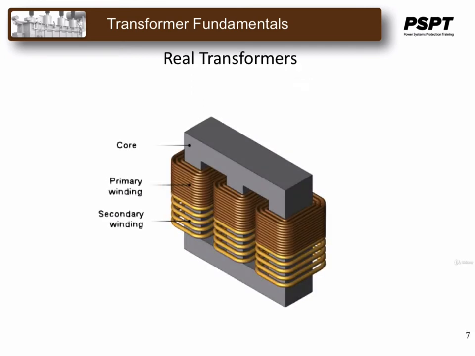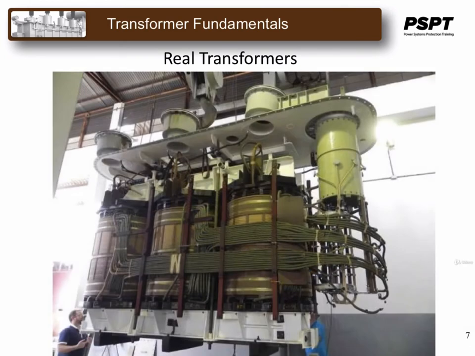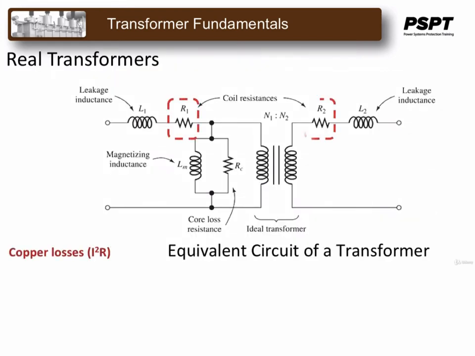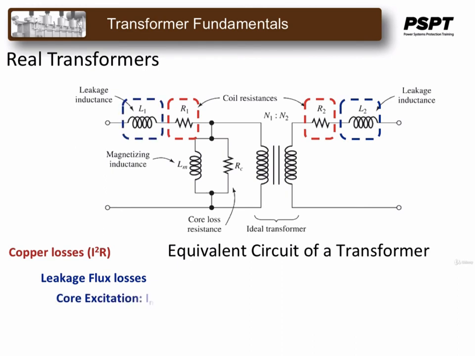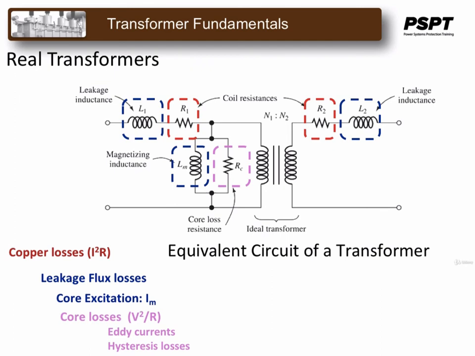From there, we will move on to the real transformers and how they are constructed and the various things that we have to take into account when we're dealing with real transformers as opposed to ideal transformers. And there are things that have to be taken into consideration in the real world, such as the losses associated with a real transformer, including copper losses, leakage flux losses, eddy current losses, hysteresis losses, etc.